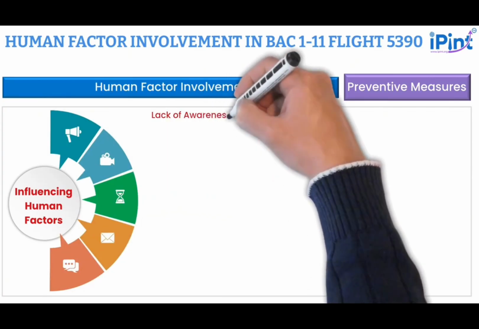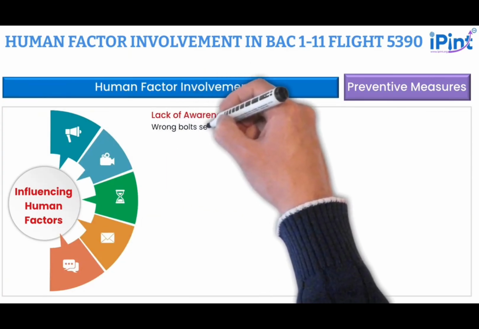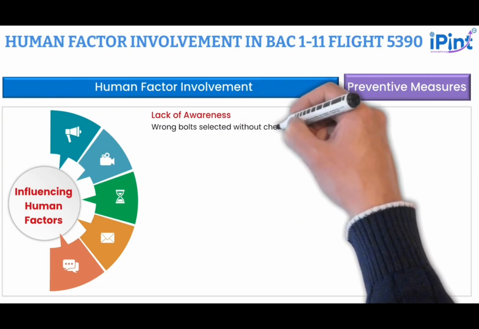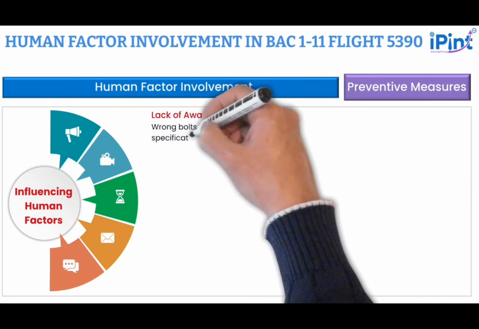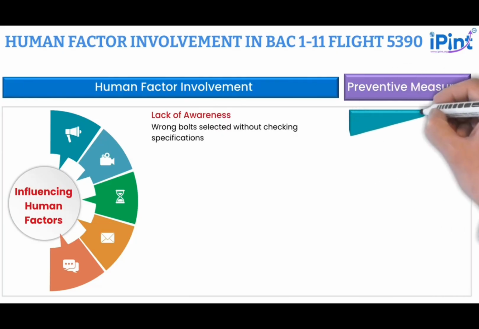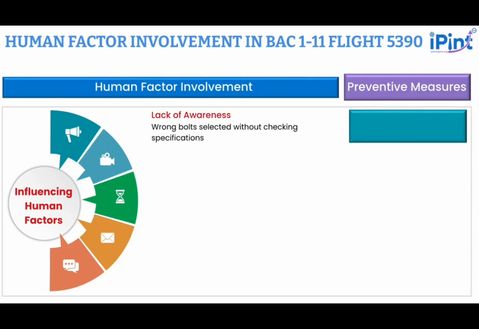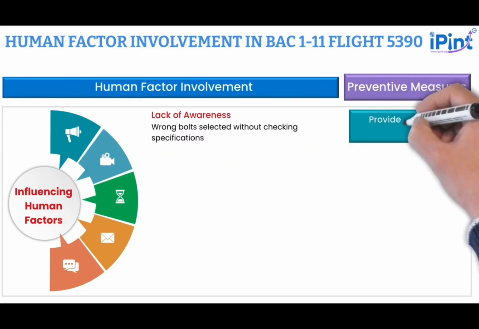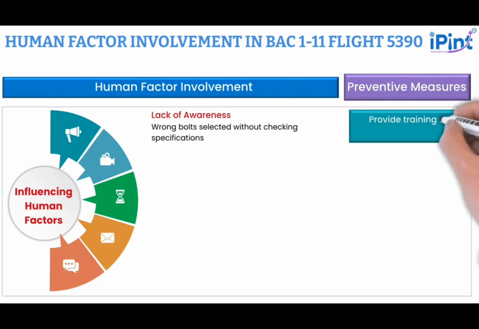Number 1, lack of awareness. The wrong bolts were selected because nobody stopped to check the specifications. This wasn't sabotage. This wasn't recklessness. It was simply a gap in knowledge. And that gap had catastrophic consequences. The preventive measure here is straightforward. Provide proper training to the workforce. People cannot be expected to get it right if they haven't been taught what right looks like.